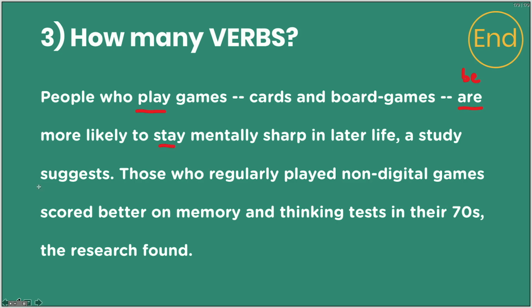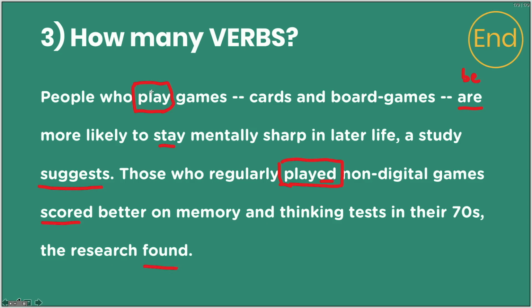A study suggests. Those who regularly played. Now here's something interesting. Here we have play, and here we have played. See, verbs are strange in English because they change their form to indicate time. This is essentially the same verb, but this one's indicating the past and this one's indicating some sort of continual thing that somebody does. So those who regularly played non-digital games scored better on memory and thinking tests in their 70s, the research found. Cool.